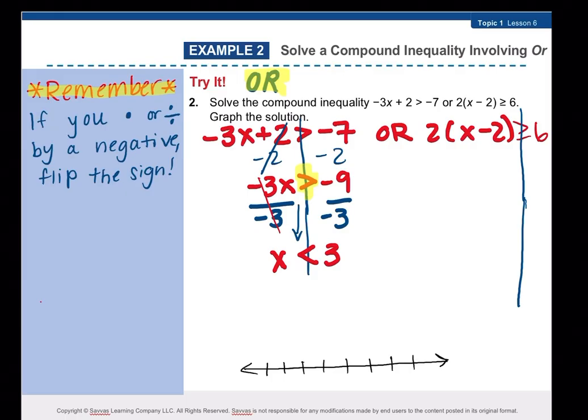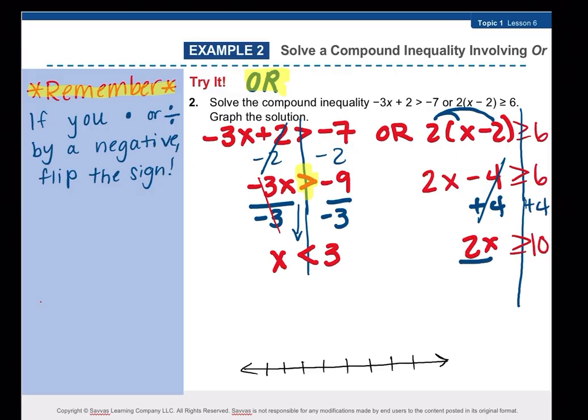And on the right side, I have parentheses, so maybe I'll distribute 2 times x and 2 times negative 2, right, is 2x minus 4 is greater than or equal to 6. Now I'm going to get x by itself. I'm going to add 4 to get rid of that minus 4 to both sides. Now I have 2x greater than or equal to 6 plus 4 is 10.